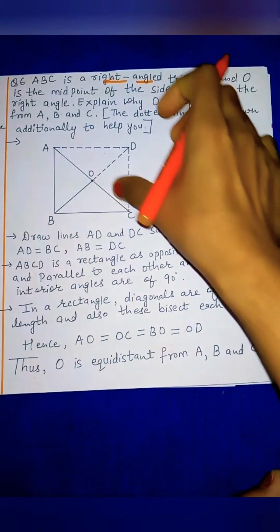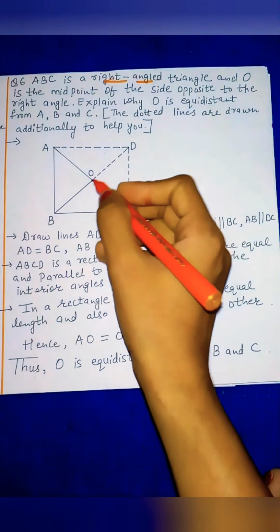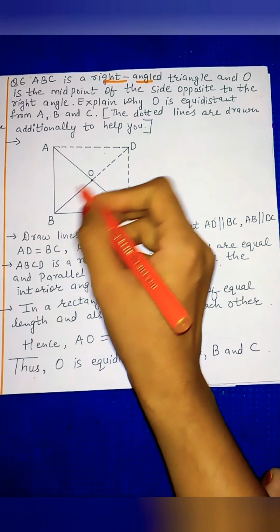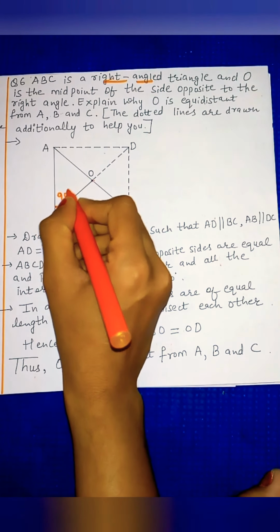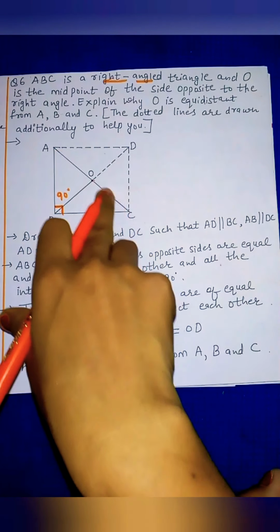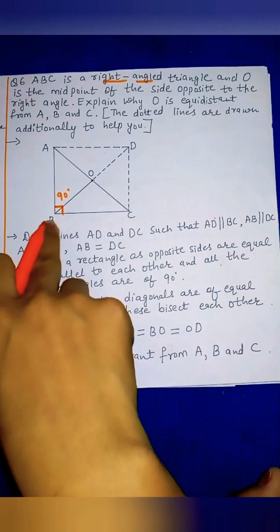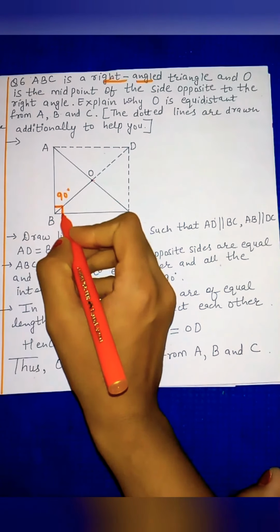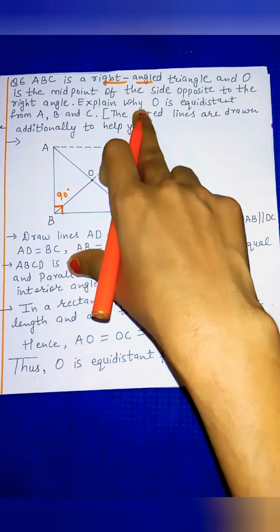So this side AC is given. So this O is the midpoint of AC and it is opposite to the right angle. Means this is your right angle, means this is 90 degrees. So this triangle ABC is a right angled triangle and right angle is given at point B. So this is your 90 degree. Now explain why O is equidistant from A, B and C.